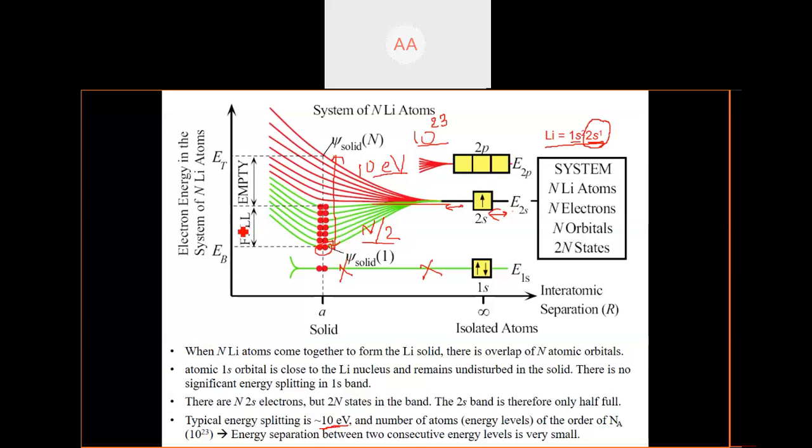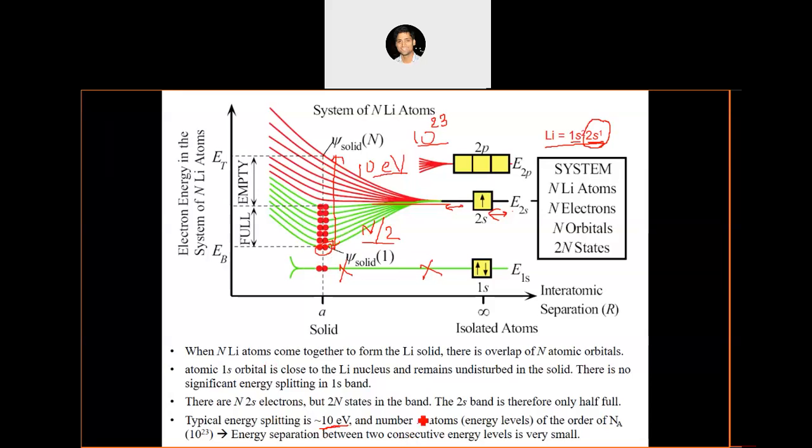In the graph, half full means that all these energy levels which are being shown here are forming the 2s band. So when I'm saying the 2s band is half full, half of the energy levels which are there in the 2s band are occupied, and the rest half are empty.